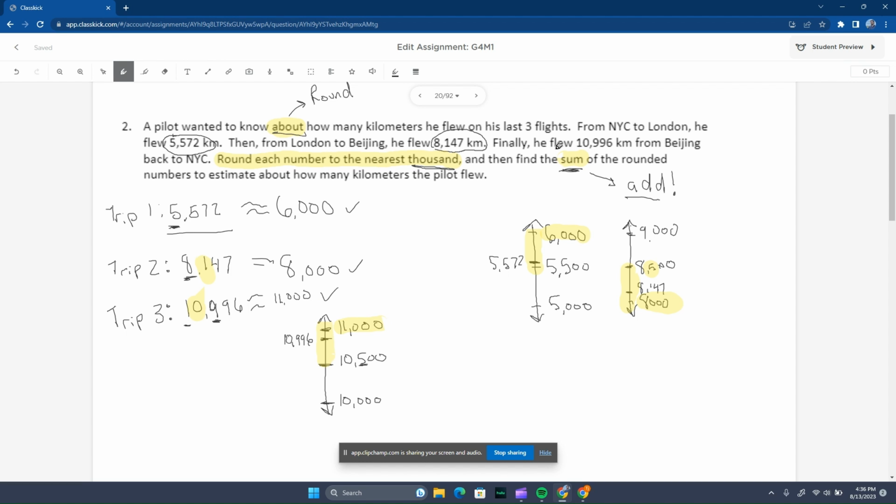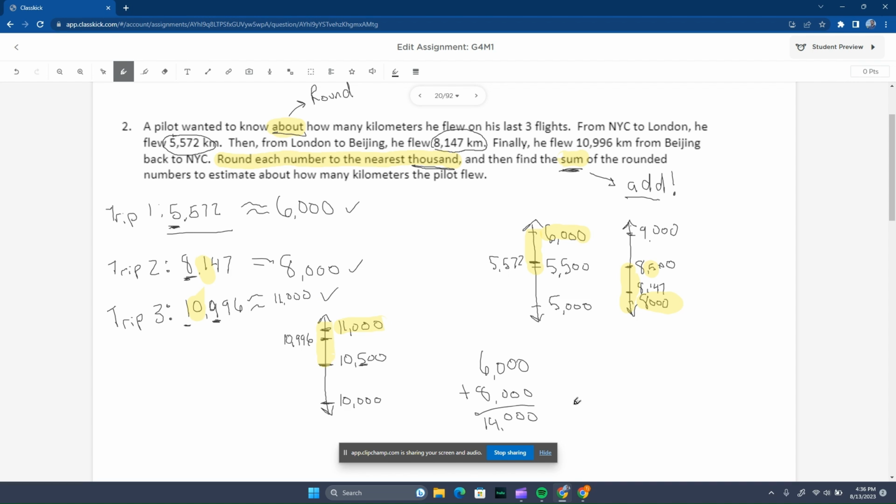So those are those 3 numbers rounded to the nearest thousand, but I'm not done because it asks us to find the sum of the rounded numbers to estimate about how many kilometers the pilot flew really in all. So we're going to add 6,000 plus 8,000 plus 11,000. So 6,000 plus 8,000 is 14,000. Just did 8 plus 6 in my thousands place, which is 14.